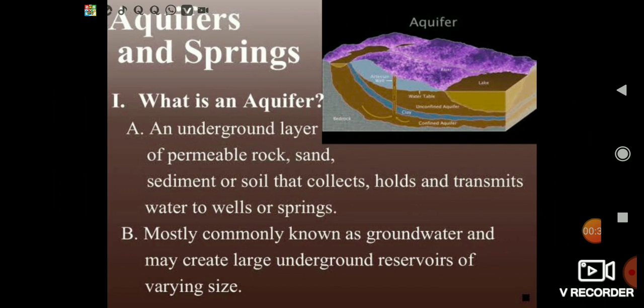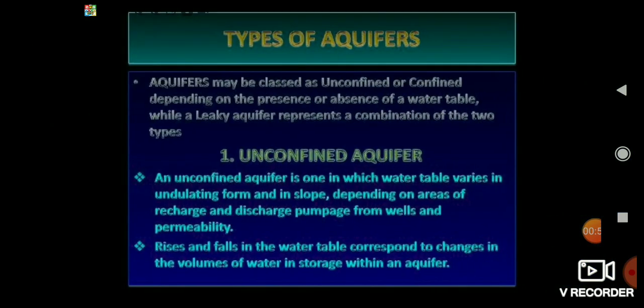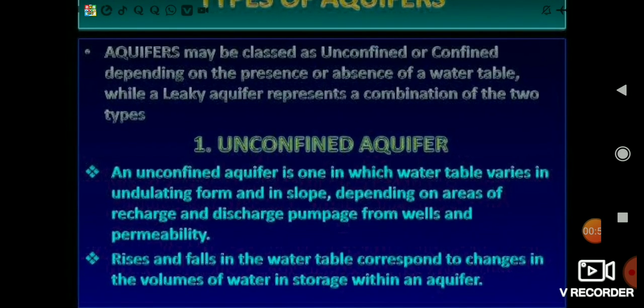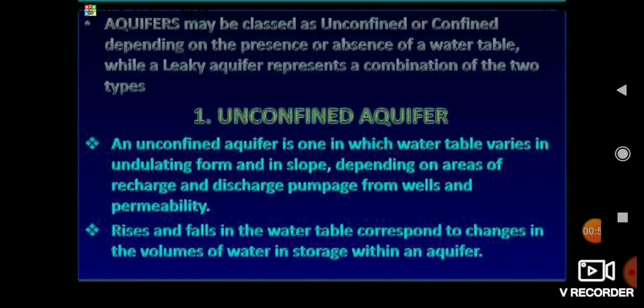So I wish all of you mostly know that an aquifer is a layer of permeable rock, sands, sediments that collects, holds and transmits water to the wells or springs. So this is the definition of aquifer. And now coming to the types of aquifers, the first type you have to study is the unconfined aquifer.